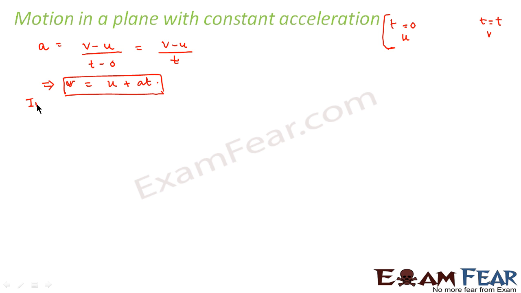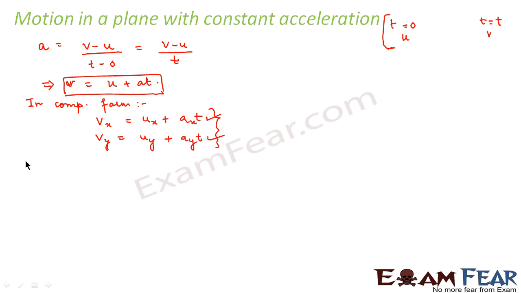Now we can write this equation in component form. That is, we can write down v in terms of its components. How do we write that? vx is equal to ux plus axt. Similarly, vy is equal to uy plus ayt. So that means along the x-axis and along the y-axis, we can apply the equations independently.